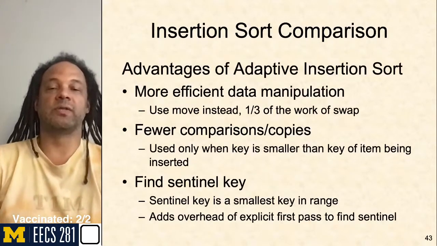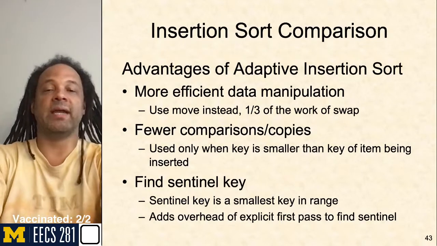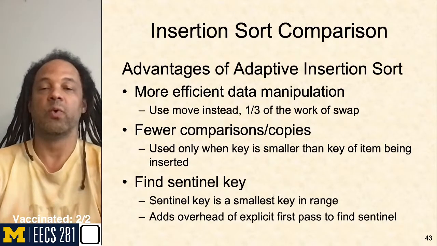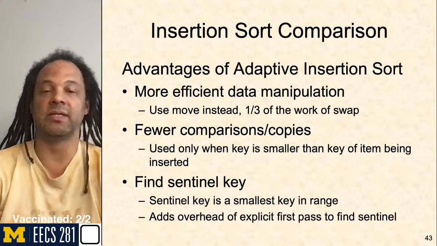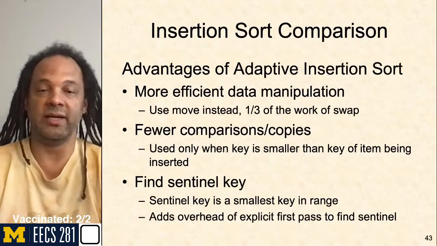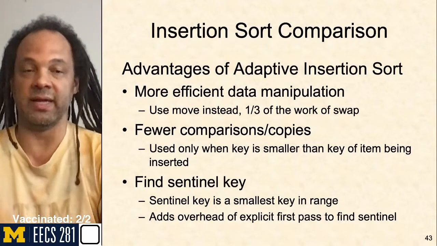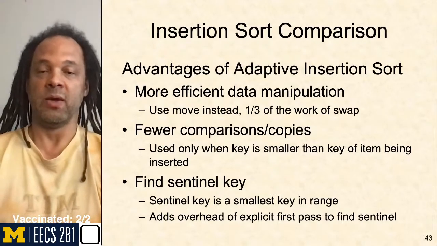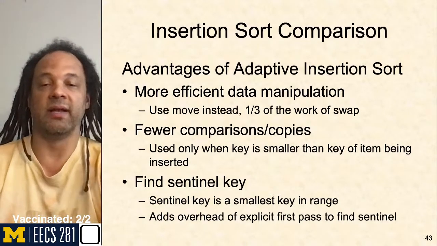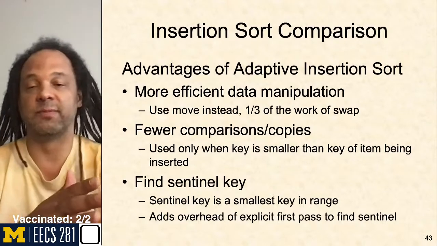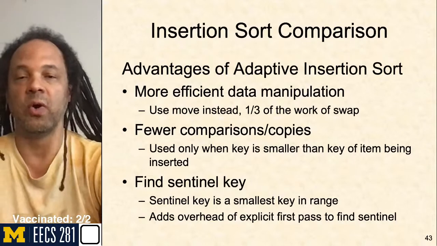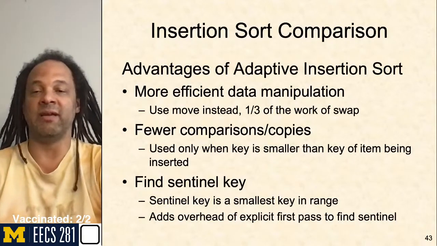The advantages, of course: we're using more efficient data manipulation. We're using move instead, so that's a third of the work of a swap. We're doing fewer comparisons and copies because we're not doing a position check and a data check. We're only doing a data check. We're using it only when the key is smaller than the key of the item being inserted. We do find that sentinel key, that's our greatest improvement there. That adds some overhead to the explicit first pass, but it does speed things up throughout the rest of the algorithm. So remember, we like to think about our n's as being very large.